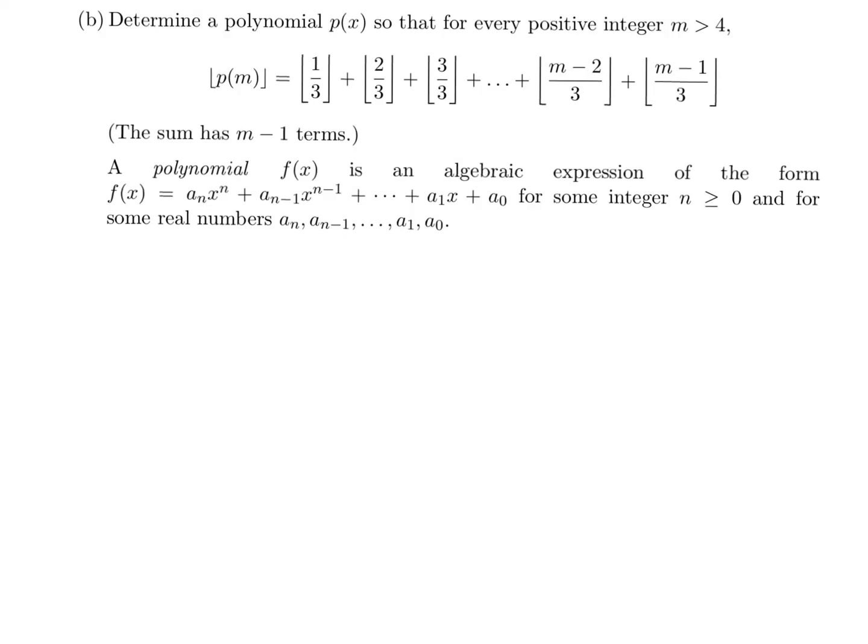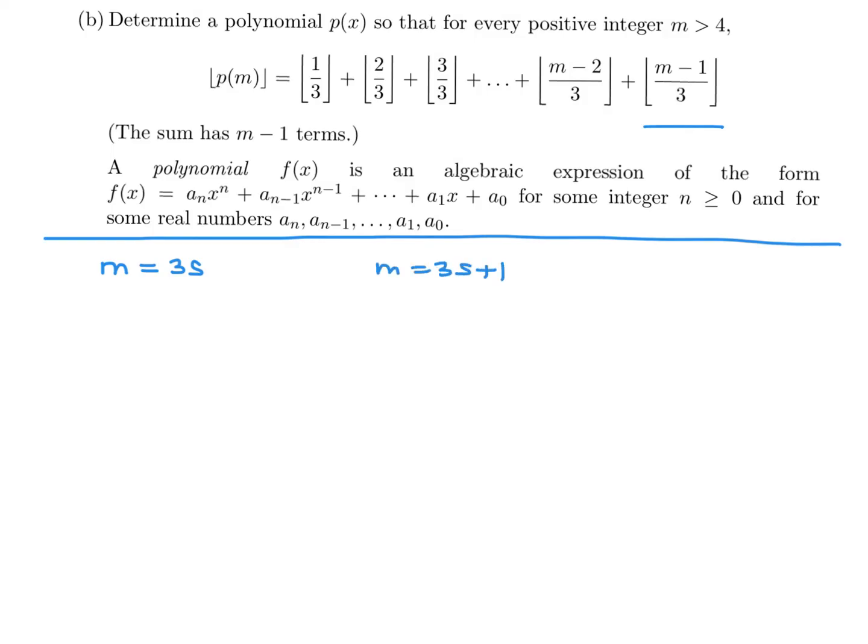We are going to have to break this up into 3 categories, because the last term will behave differently depending on if it's a multiple of 3 or not. So every m could be a multiple of 3, like 3s, or it could be a multiple of 3 plus 1, or a multiple of 3 plus 2. And then a multiple of 3 plus 3 would be just a multiple of 3, so we don't have to go any further than that. And then let's see what happens.